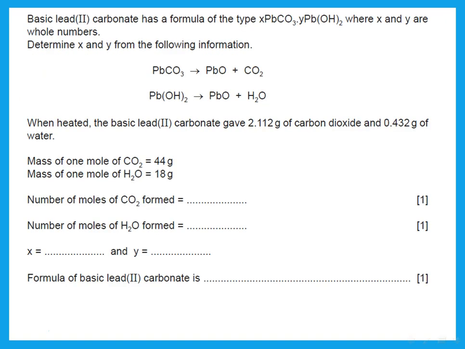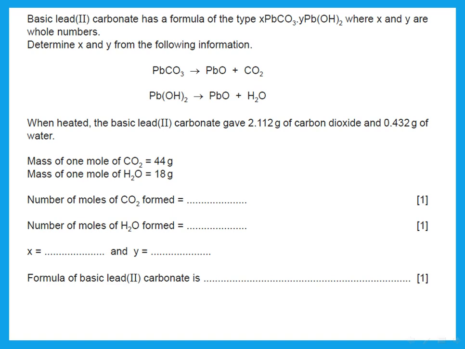Okay, another type of question says basic lead(II) carbonate has a formula xPbCO3·yPb(OH)2, where x and y are whole numbers, and we're trying to determine what is x and what is y. And he's telling me that he's heating all of this, the basic lead(II) carbonate, but the lead carbonate alone will give carbon dioxide gas. The lead hydroxide alone gives the water.